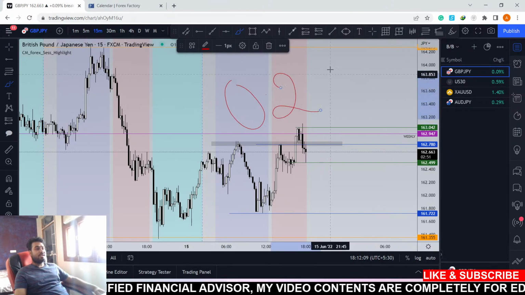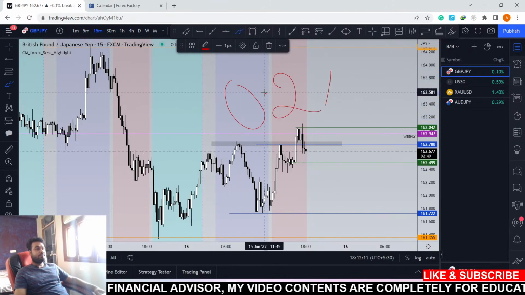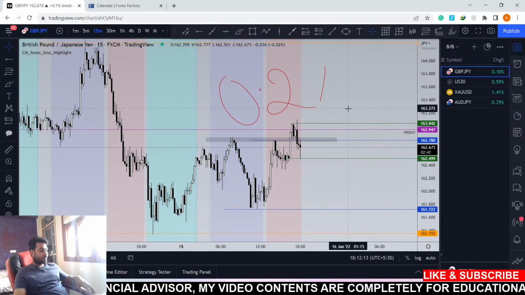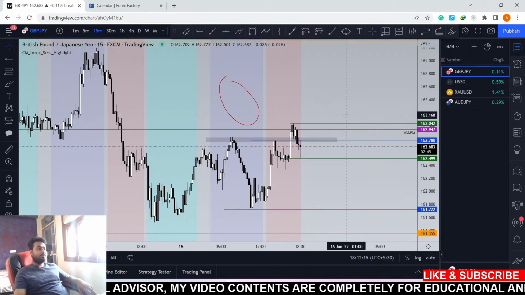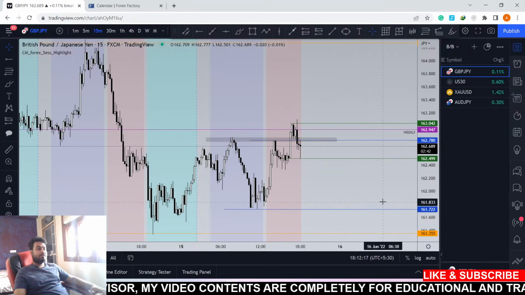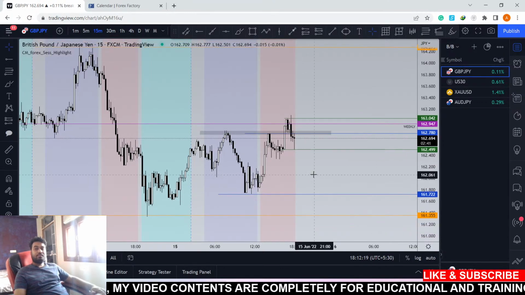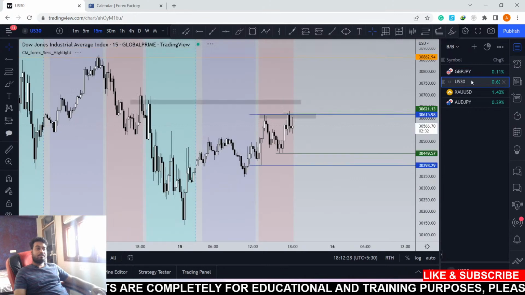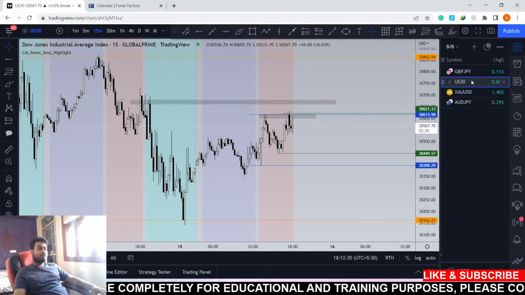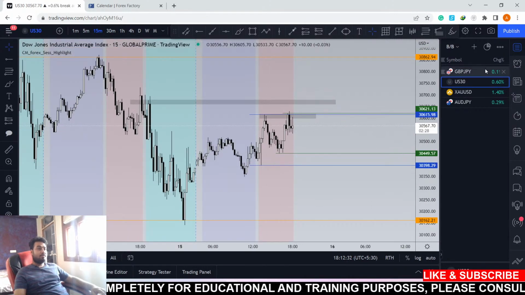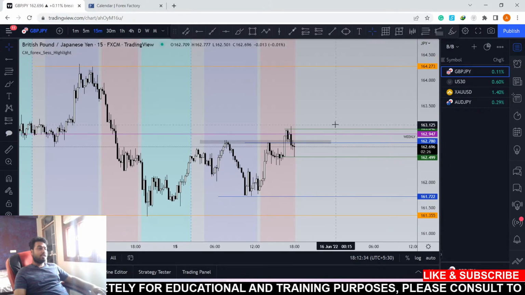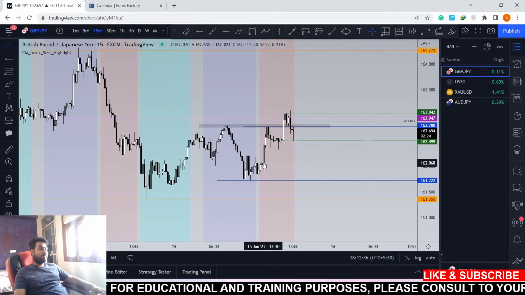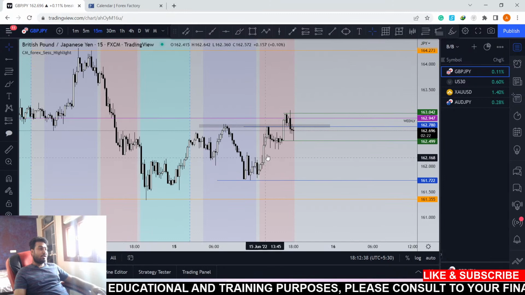That is 0.2% on each trade. Yeah, again it is 0.2%.